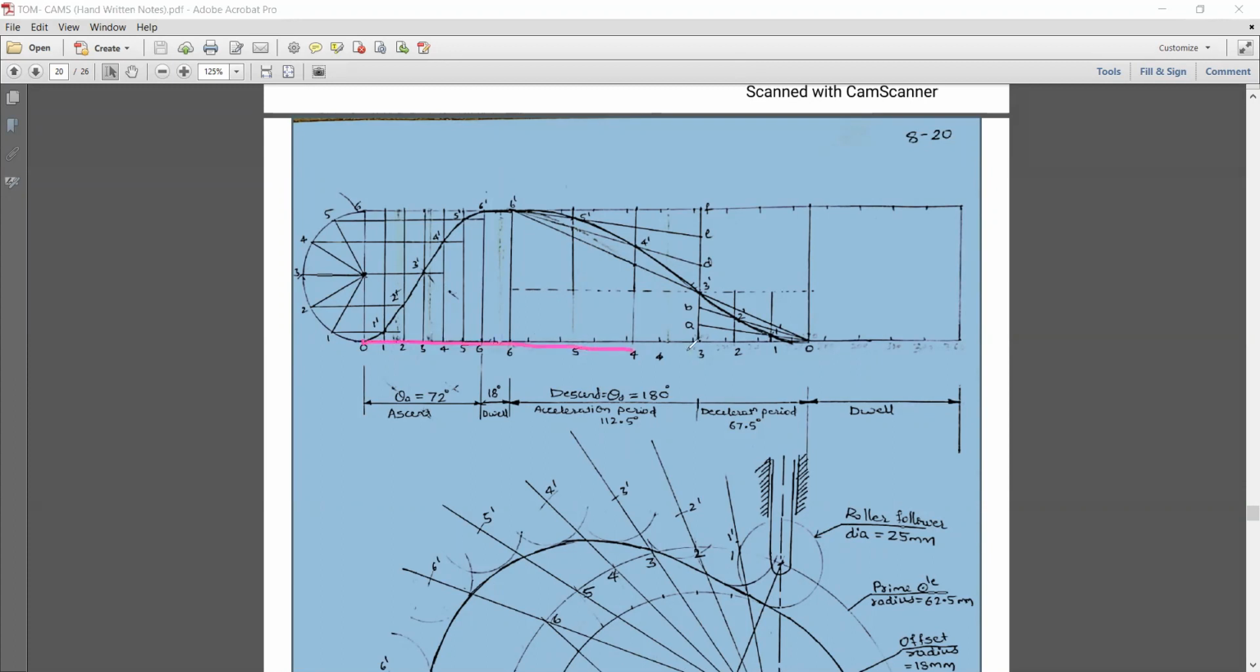How much is it in total? 18. 18 centimeters. So you can write here: 1 centimeter is equal to 20 degrees. You can add this here.